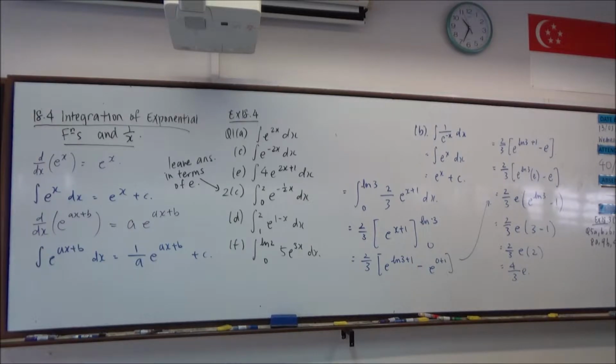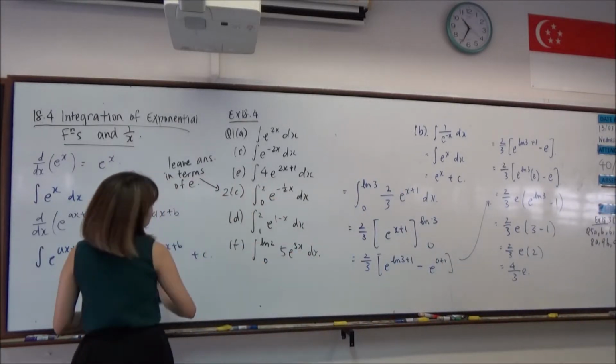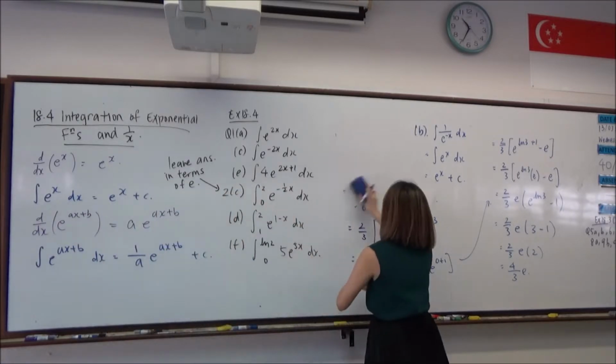Why is e to the power ln 3 equal to 3? Because natural log and e are inverse functions of one another. It's as good as saying that x and 1 over x are inverse functions of one another. So that's why they cancel each other out and neutralize each other. Is there a way we can write it out? I erased this one already.